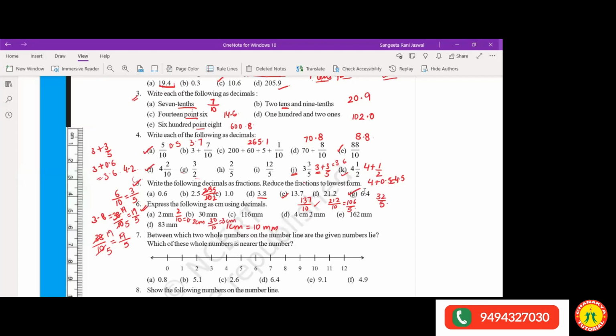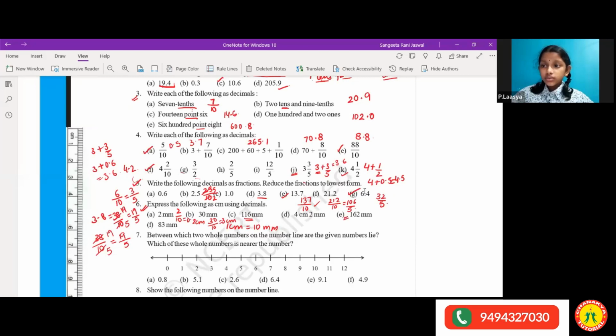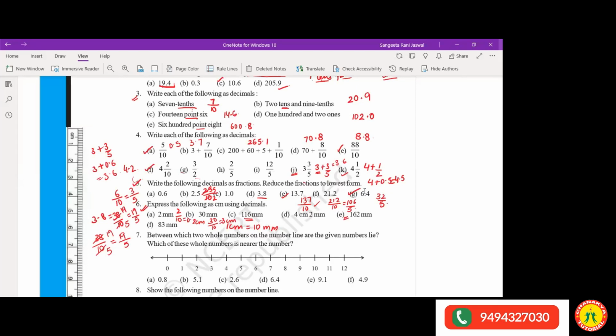Okay, Soumya, tell this 116 millimeter. Lasya, you be ready with 162 millimeter. I will ask you for this. Soumya, tell me for 116 millimeter. Convert this to centimeter. 11.6 centimeters. Okay.